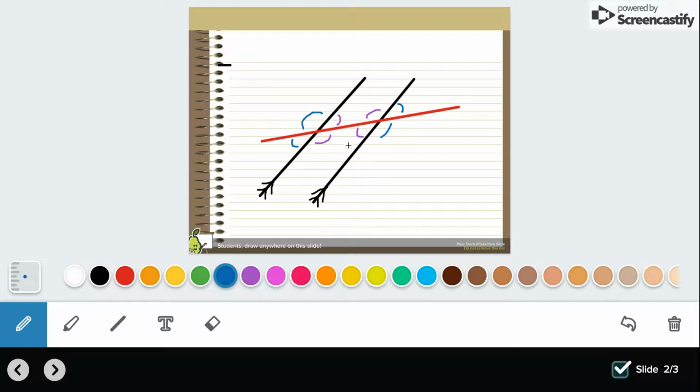All right, and there you have it. Interior angles, and outside here are the exterior angles.